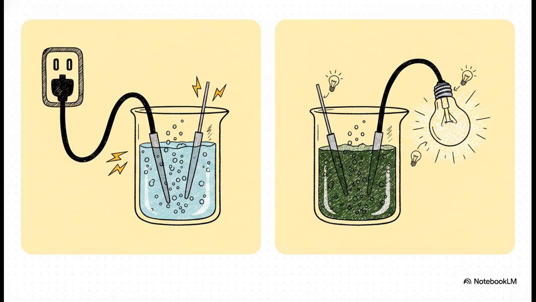Galvanic cells, they do the exact reverse. They take spontaneous chemical energy and convert it into electrical energy. One uses raw power to create chemistry, the other uses chemistry to create power.